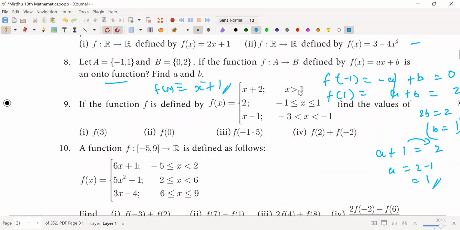This one we already saw. If x is greater than 1, use this. If it's between minus 1 to plus 1, use only the constant 2. If it's between minus 3 to minus 1, use this one, right? So f of 3 is greater, so I'll be substituting here 3 plus 2, 5. F of 0 is here, so definitely it's 2.